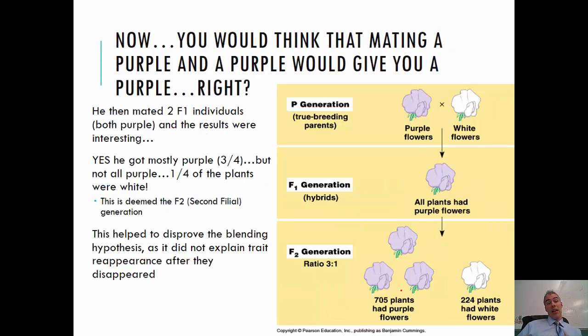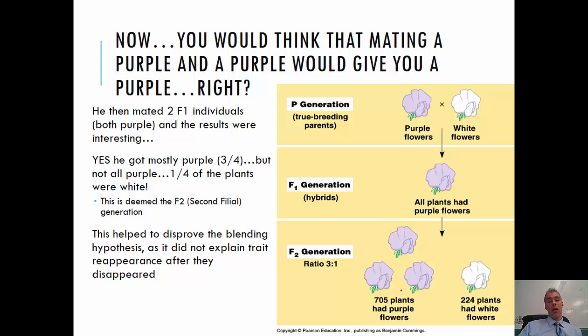Now, if the blending hypothesis was right, you would expect that if you crossed a purple and a purple, you'd get a purple, right? That just makes sense. Purple and purple. Okay, purple. Maybe the white flower trait disappeared. Who knows?